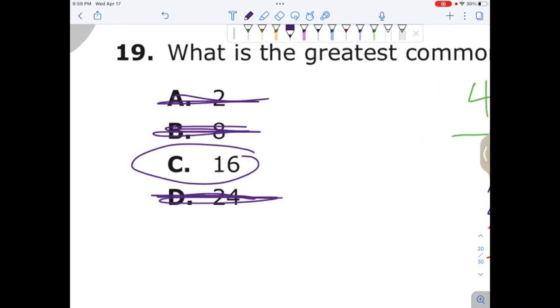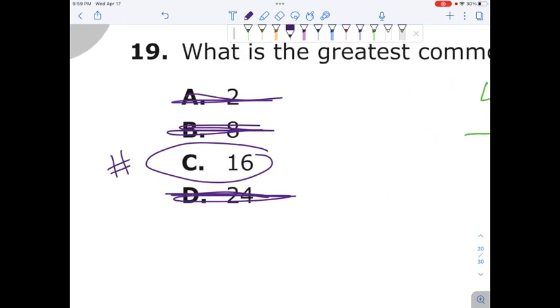When you circle C, write 3 hashtags next to C, and you can get extra credit.